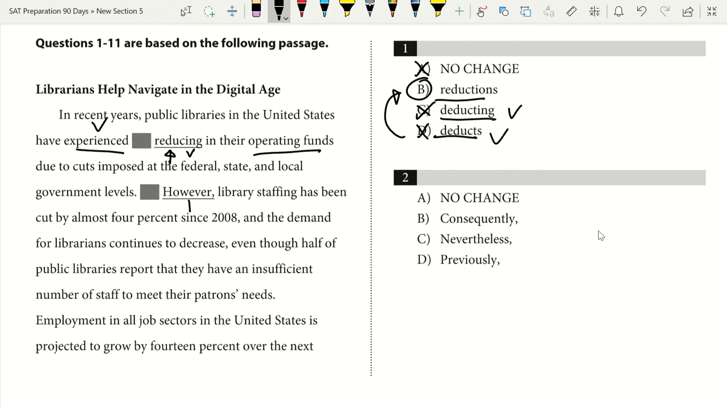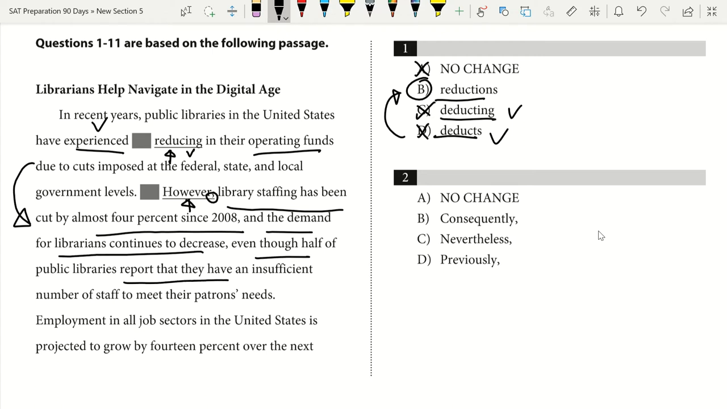Okay, next thing I see, I have one word at the beginning of the sentence followed by a comma. Anytime I see one word at the beginning of a sentence followed by a comma, I know I'm looking at transitioning between my previous sentence and my new sentence, or linking them. In order to do that, I have to read my new sentence. I see library staffing has been cut by almost 4% since 2008, and the demand for librarians continues to decrease, even though half of public libraries report that they have an insufficient number of staff to meet their patrons' needs. Okay, so that's talking about how we're cutting library staff. Now, before, in the previous sentence, we talked about cuts on funding for libraries, okay?